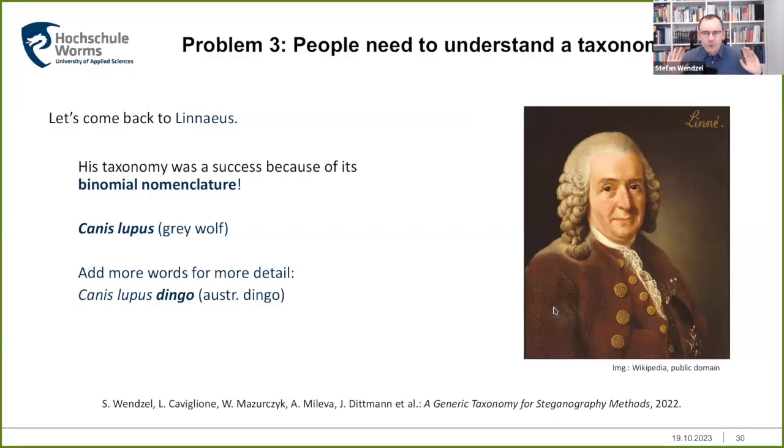Problem number 3. Yes, there are a couple of more problems to come. People need to understand the taxonomy. And one reason why the taxonomy that we have today in biology is so successful is because it's easy to use. It's a binomial nomenclature. And for instance, if you have the gray wolf, then it would be called Canis lupus in that taxonomy.